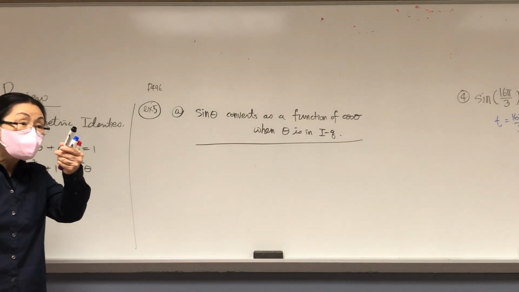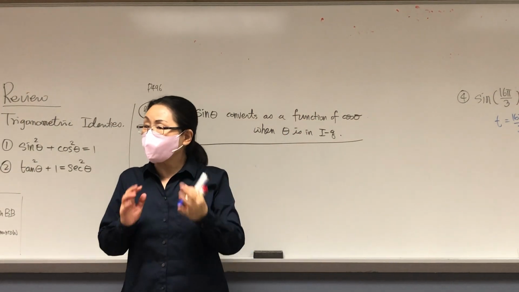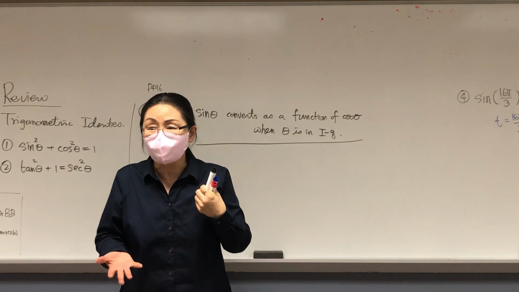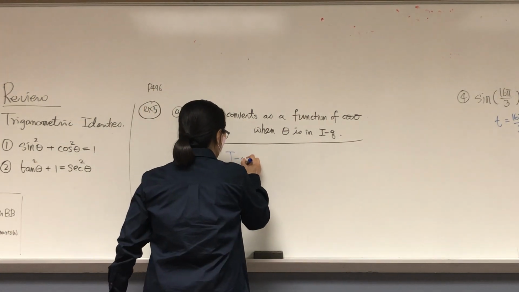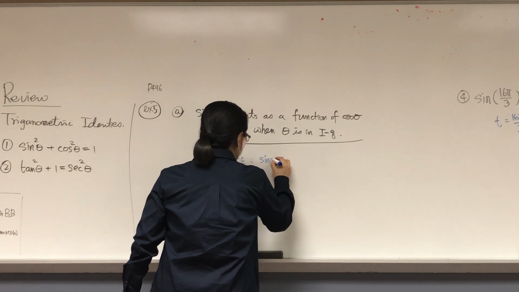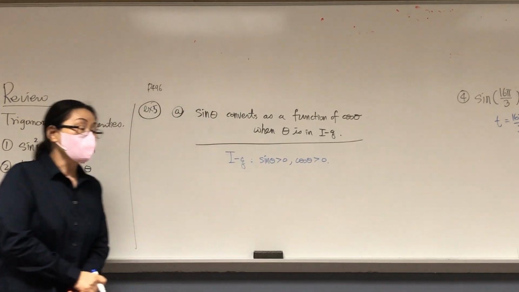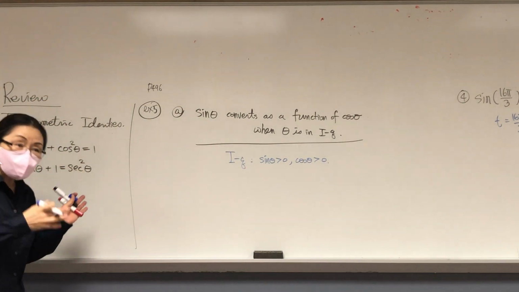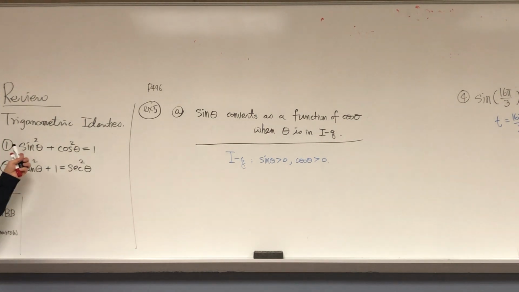Do you have a question? No. So, because theta is in the first quadrant, your sine should be positive and your cosine should be positive, right? That you have to understand first. How can you rewrite sine using only cosine? From the first identity, right?